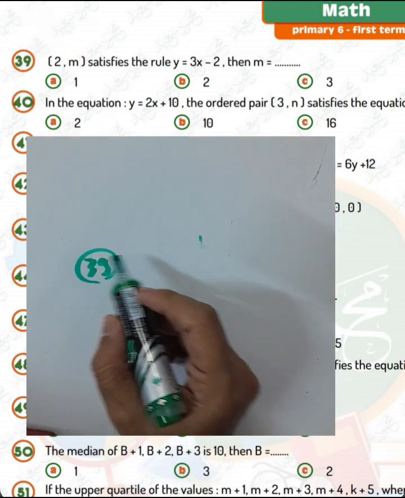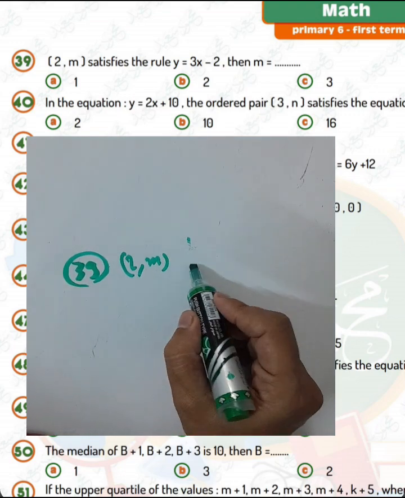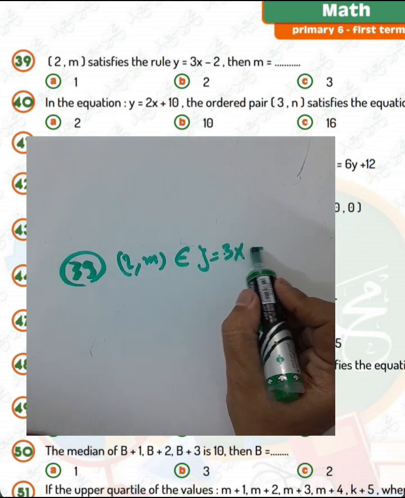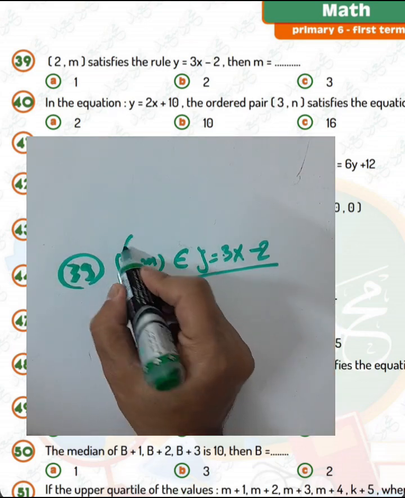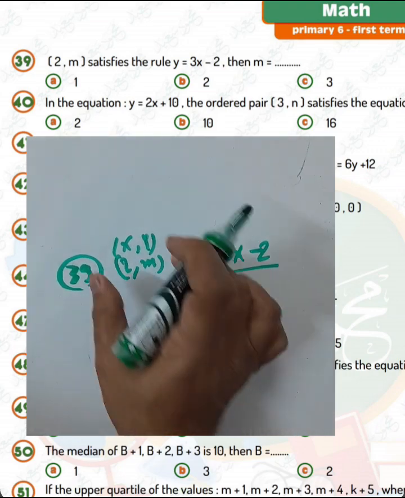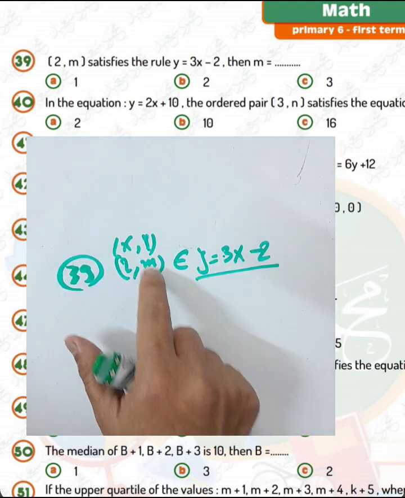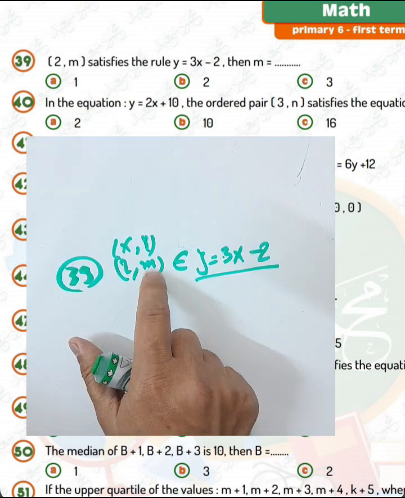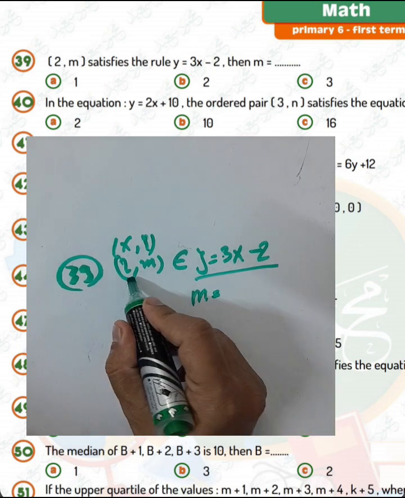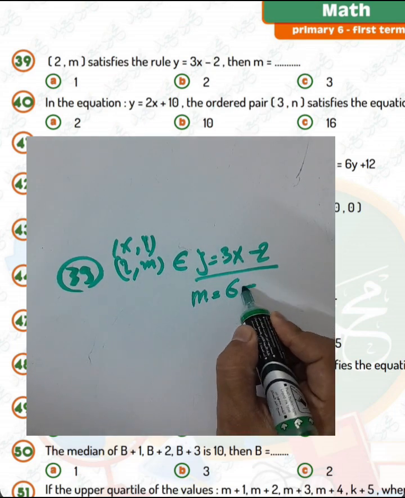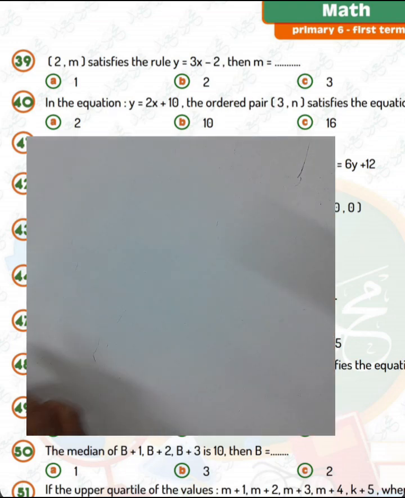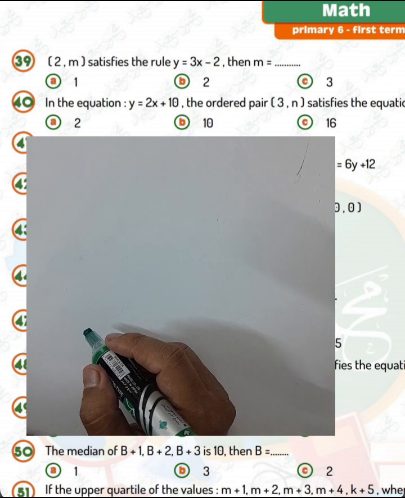We have here that (2, m) satisfies the equation y equals 3x minus 2. To satisfy this equation, you must put x equal 2 and y equal m, because the first component is 2 and the second component is m. The first refers to x and the second refers to y. Put y equal m and x equal 2. 3 times 2 is 6, 6 minus 2. Then m will be equal to 4. The result about question 39, choose letter D.